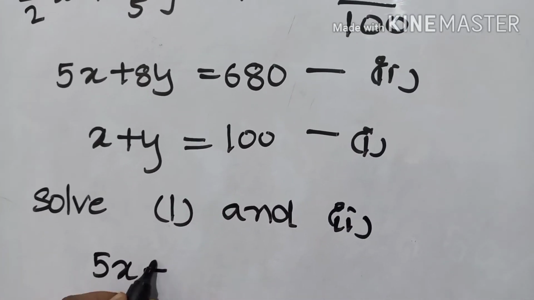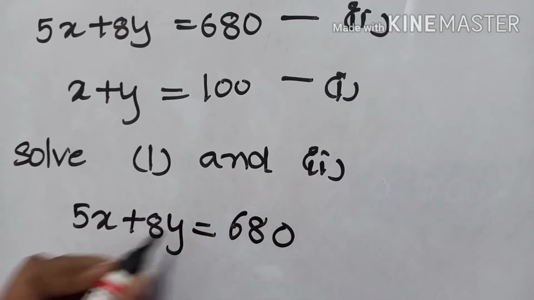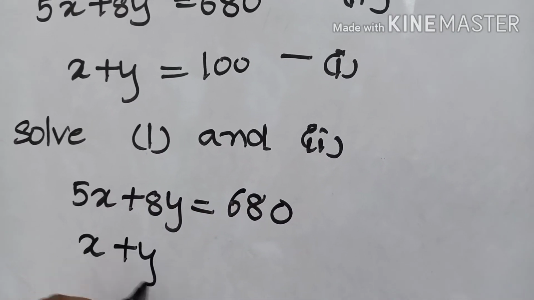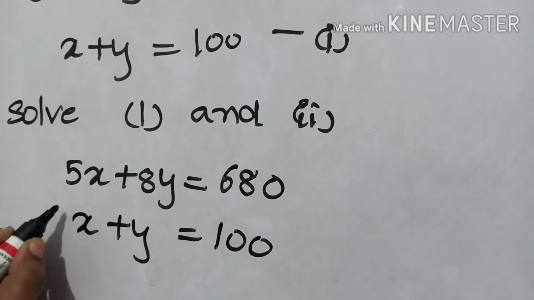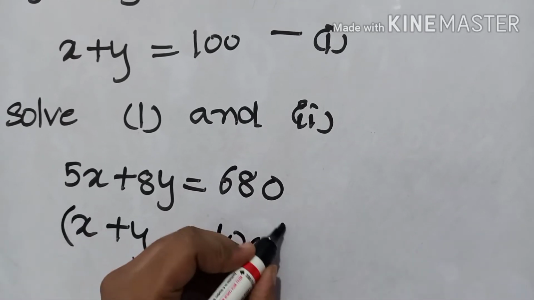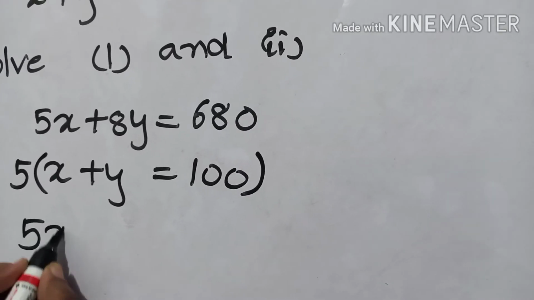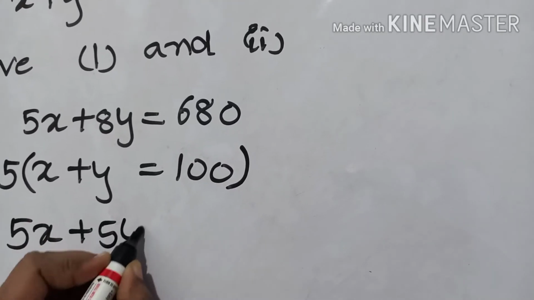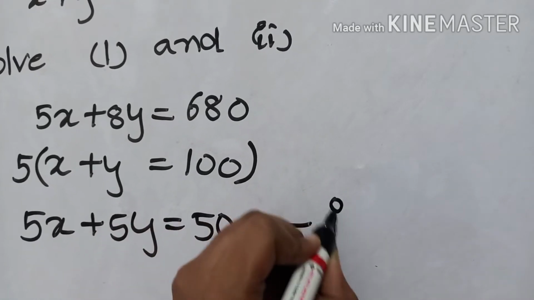5x plus 8y is 680. X plus y is 100. Now here we do not have any variable with equal coefficients, so we have to multiply the first equation by 5. So 5x plus 5y is 500. Now this will be our second equation.